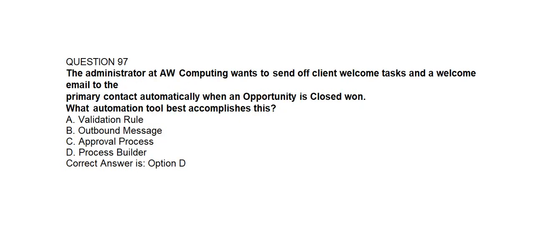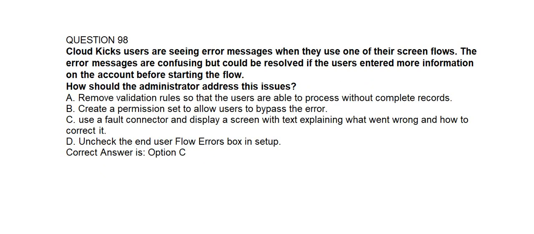Question number 97. The administrator at AW Computing wants to send off client welcome tasks and a welcome email to the primary contact automatically when an opportunity is closed won. What automation tool best accomplishes this? Option A. Validation rule. Option B. Outbound message. Option C. Approval process. Option D. Process Builder. Correct answer is option D. Process Builder.